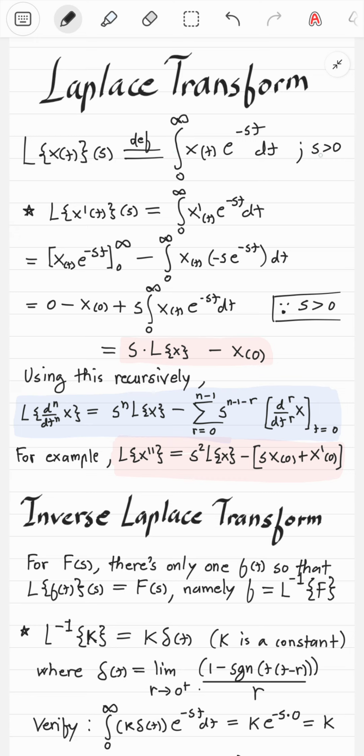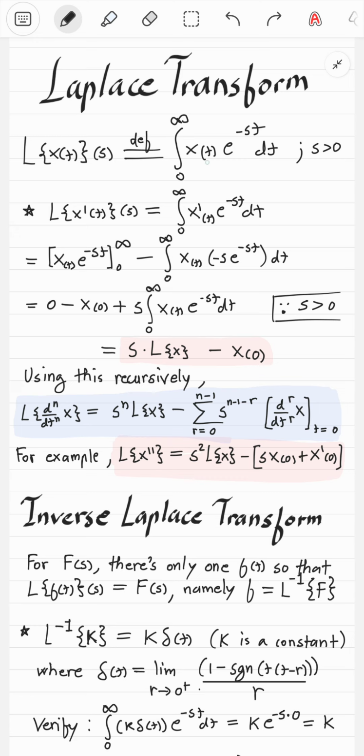So s has to be a positive number, otherwise of course this thing explodes. As t approaches infinity, if s is negative, then negative st is a positive thing approaching infinity, so e power that is also infinity. And if x is finite, which most probably it will be, then this is useless. So it has to be e power negative st. Awesome. Okay, one important fact about this is that it's linear.